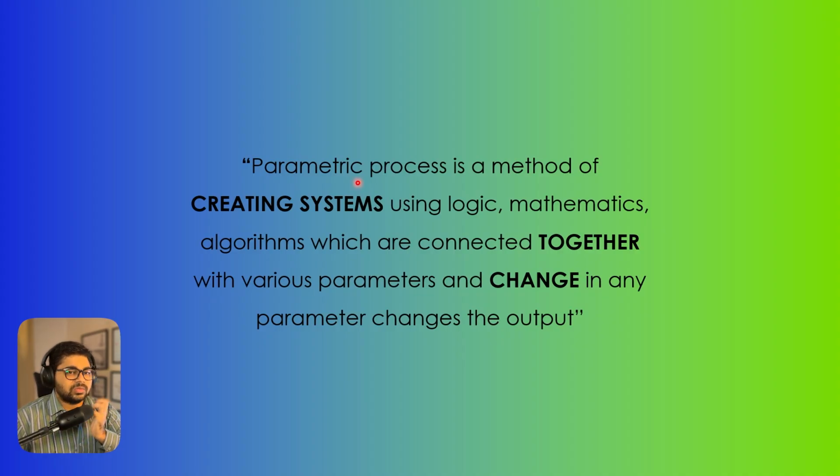So this is what I think is a good definition of parametric design. It is a method of creating a system. Now that system could be creating any kind of a visual script using anything. You could use maths, you could use logic, you could use different algorithms, and that are connected together, right? In this case, they are connected through wires, and change in any one parameter changes the output. So that's what I define parametric process as. It's a little bit different than parametric design, but the process says that if you have anything that are connected together, right? And these three words are very important. Creating a system that are connected together, and change in one changes the output.